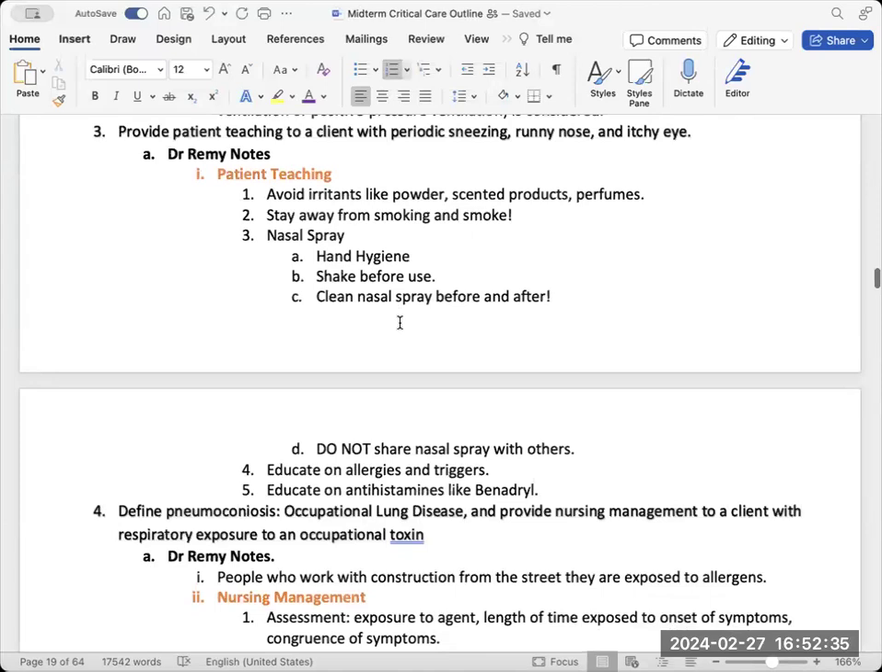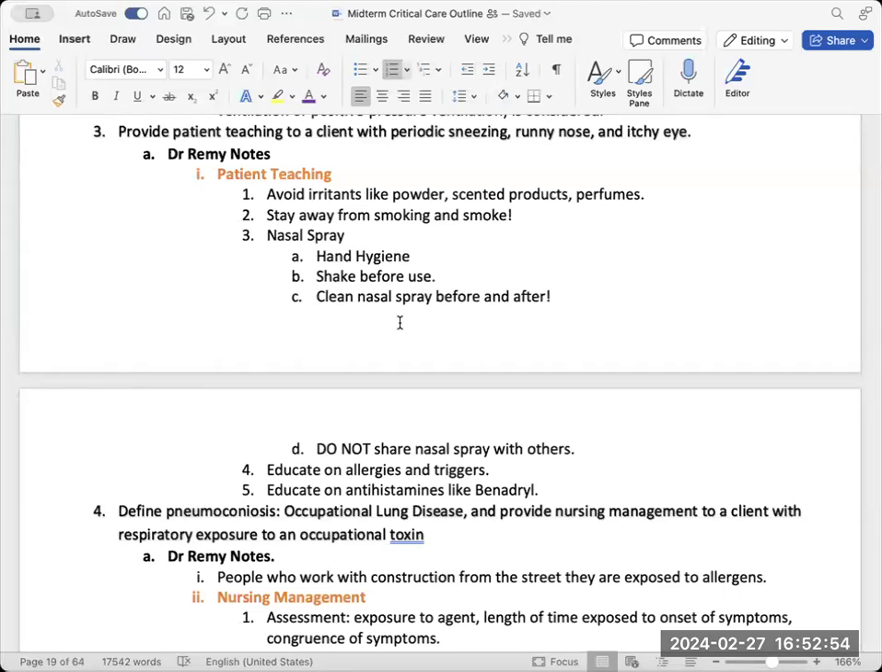So, the next question is to provide teaching to a client with periodic sneezing, runny nose, itchy eyes. I think of allergies when I see this, or irritants. Something's bothering them. So, what are we going to tell them? Hey, you should avoid irritants and powder and scented products and perfumes because that's going to bother you more, right? Smoke or smoking would also irritate you. You should stay away from that.